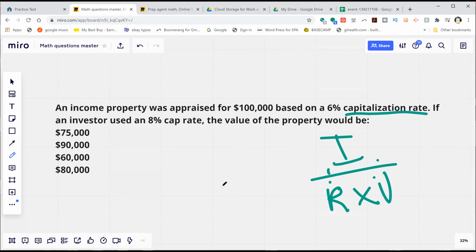Now, here's what I'm going to tell you. Take your time with this, and let me read the question to you. An income property was appraised for $100,000 based on a 6% capitalization rate. If the investor used an 8% cap rate, the value of that property would be, okay.